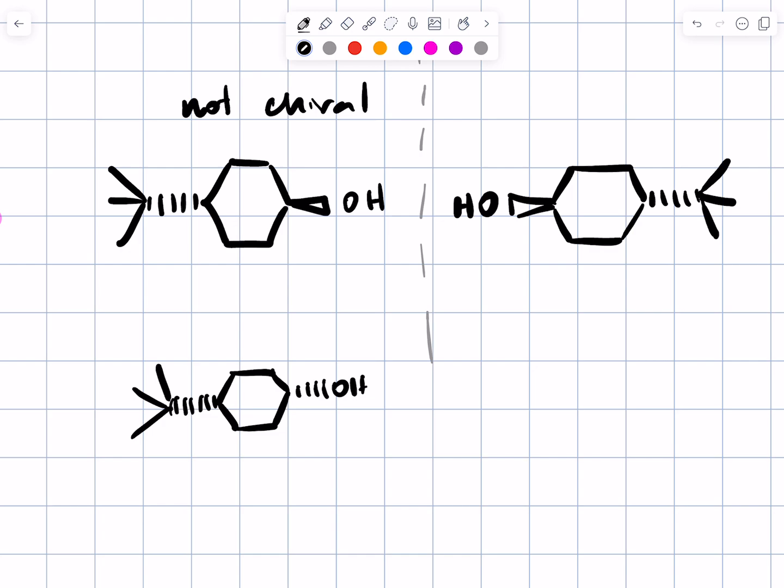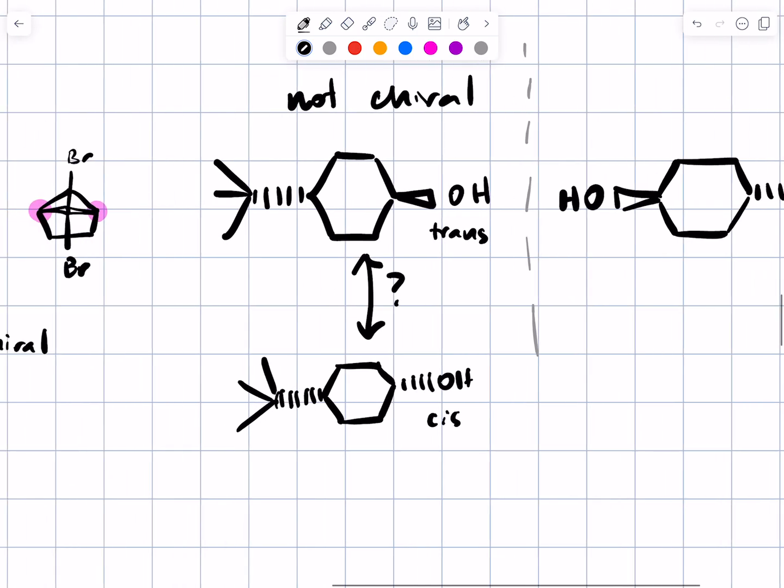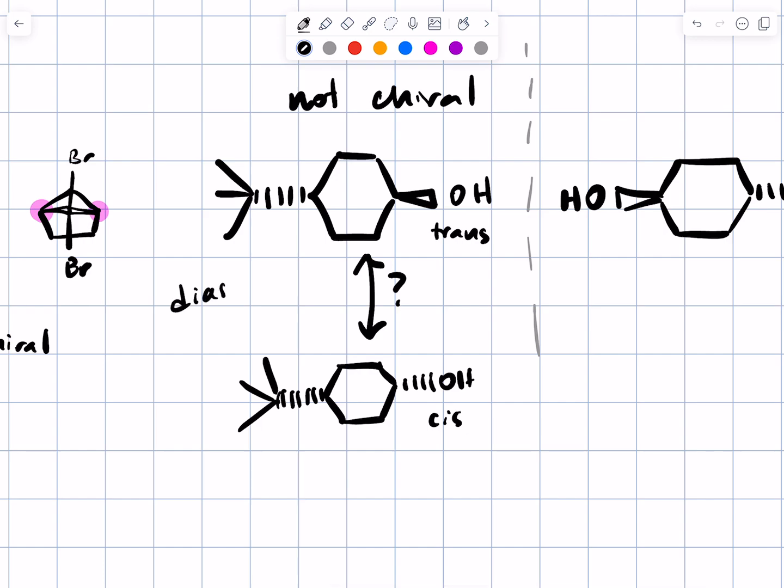What is the relationship between these two? I'm hearing the word cis and trans, and that's true. You've got trans and cis. I'm looking for a particular word about what kind of stereoisomer they are. Diastereomers, because if they're not enantiomers, they have to be diastereomers.